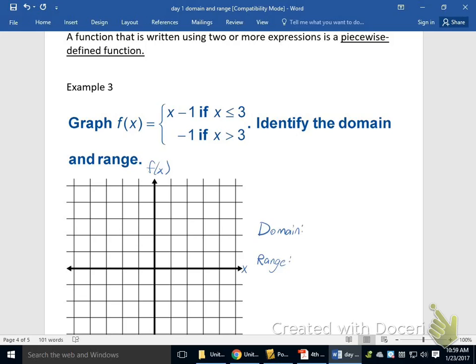Okay, so let's treat them as two separate problems, starting with the x minus 1. I'm going to go ahead and go to negative 1 for my y-intercept, and then my slope is 1, so I'm going to rise 1, run 1, and now I can graph that line.